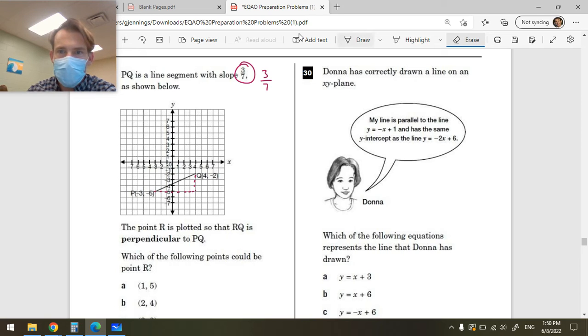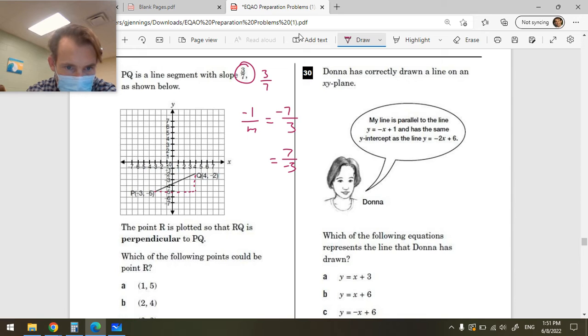Okay, if I have 3/7 equal to m, then -1/m, meaning I flip the fraction and then multiply it by -1, should be -7/3. But I could also say that this is 7/3. That's the one I want to use.